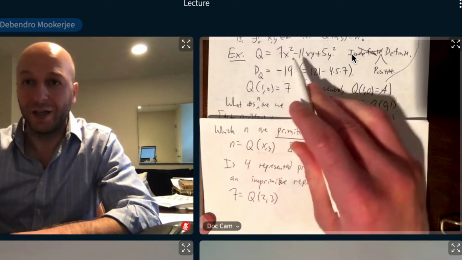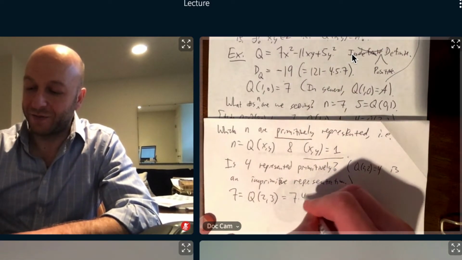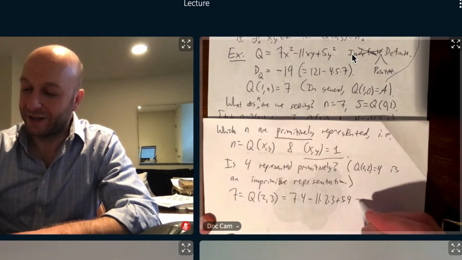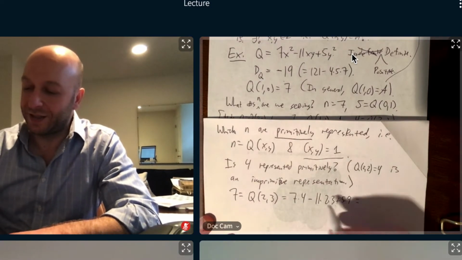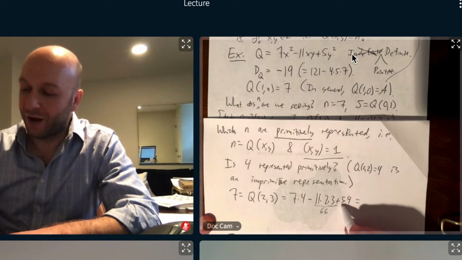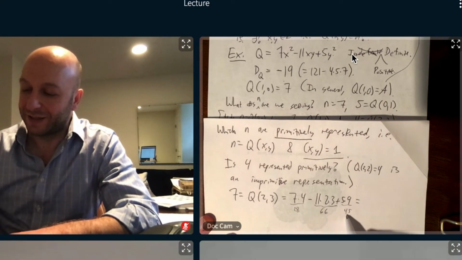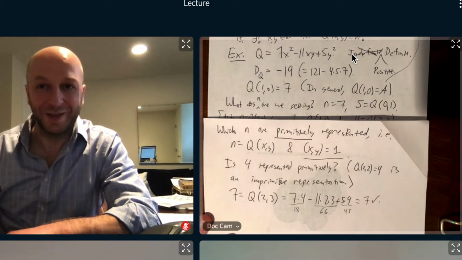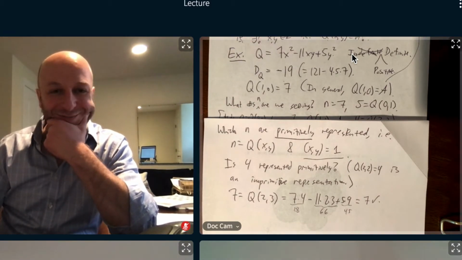Let's see if I agree. This is a real calculation. 7 times 4 minus 11 times 2 times 3 plus 5 times 9. Oh boy. This is 66. I'm going to take 66 away from 45 plus 28. 45 plus 28, 73, minus 66 is 7. That's interesting. Nobody else is finding representations?